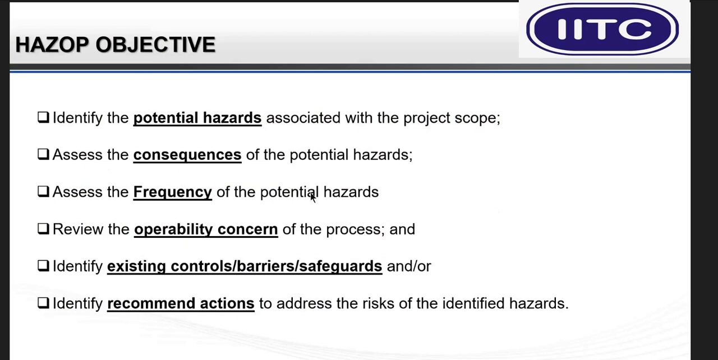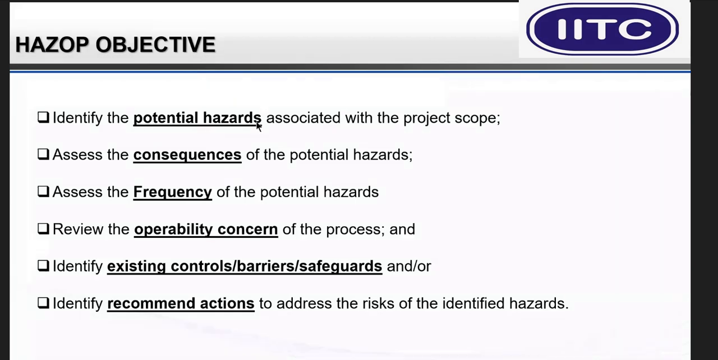Now let us go for the agenda of the day. The agenda for the day is to conduct the HAZOP for the chemical injection package. I'm very sure each of you knows about the HAZOP and the objective of HAZOP, but let me quickly go through it just to familiarize you. The main objective of the HAZOP is to identify all potential process hazards of the given scope.